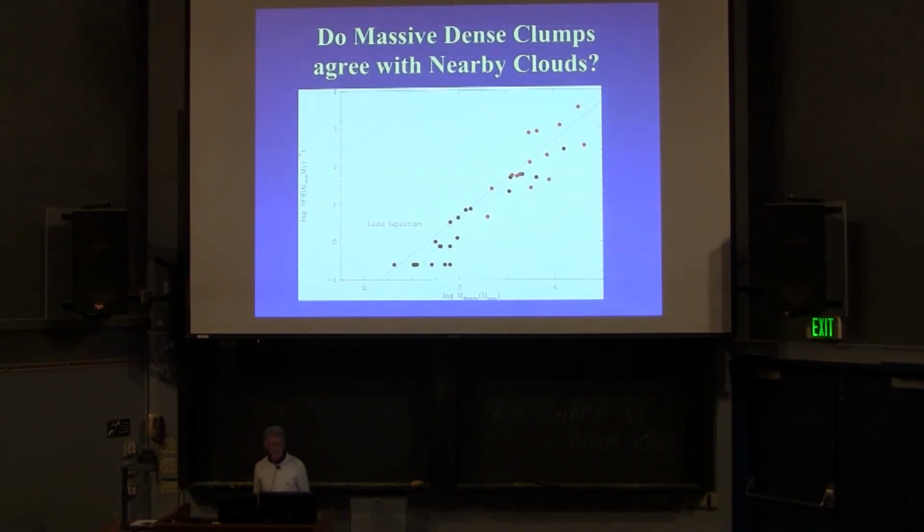You remember I had the plot of the nearby clouds showing that the Lada equation worked pretty well. This is if I now add those massive dense clumps where we've recalibrated the star formation rate in red. I'm sorry that the axes are rather dark, but this is the log of the mass of dense gas, and this is the log of the star formation rate. These are ones with no star formation, plotted down here. But you see that they sort of agree now that we've recalibrated the star formation rate in these distant regions. There are still issues, as I emphasized, with combining these, but they do look like they agree.